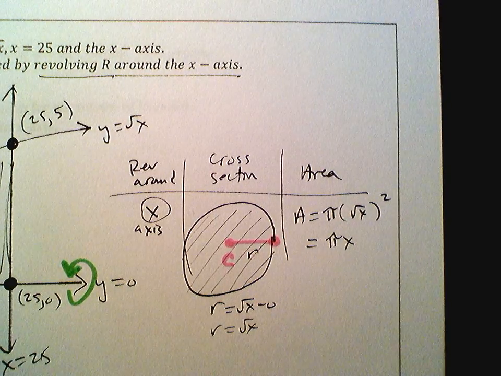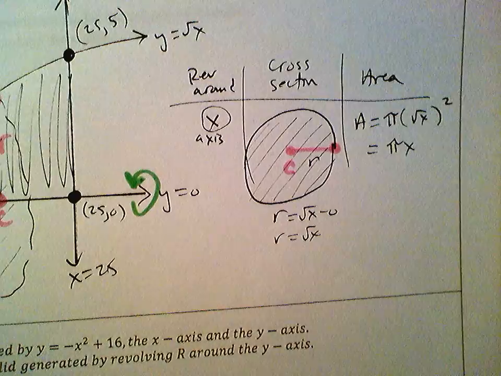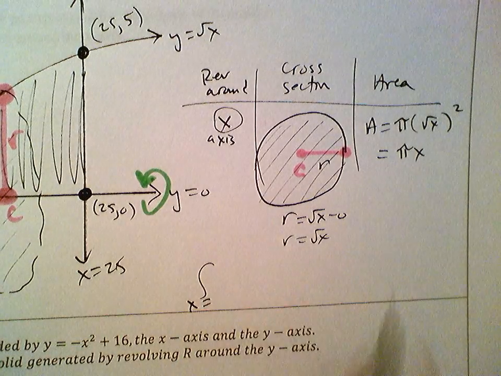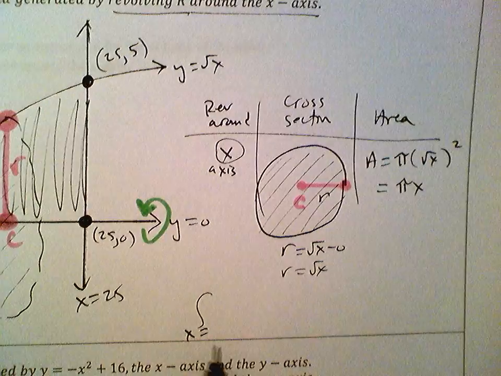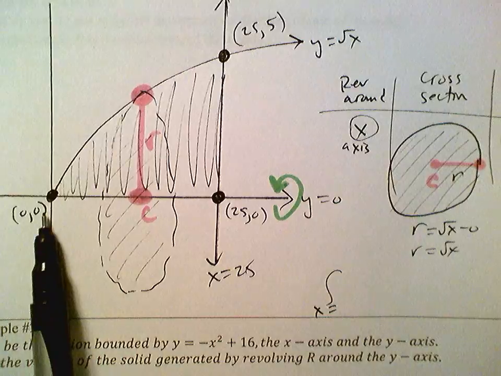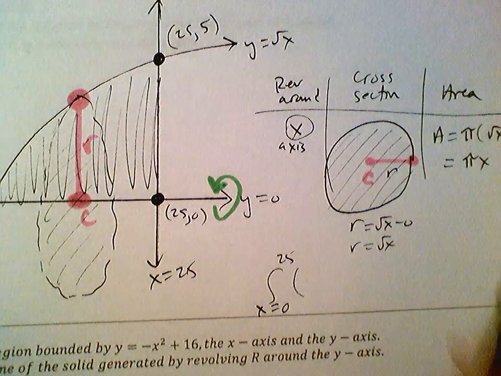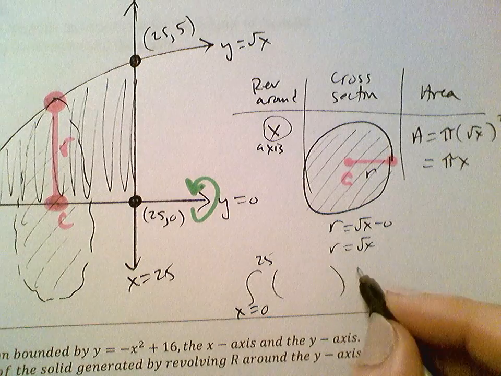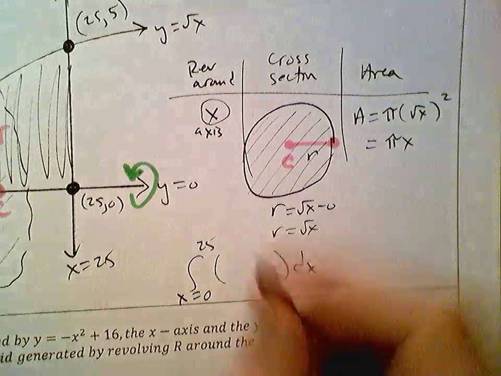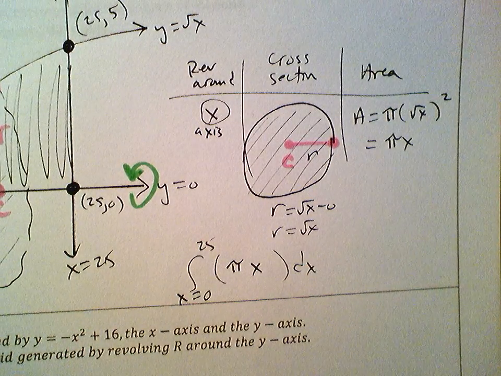Now, to get the volume, we have to do an integral. So I'm going to do the integral from x equals, everything is in terms of x. So for the region that I'm working with, the lowest x value is 0. So from x equals 0, the highest x value is 25. And then what goes inside of the integral is the area, so pi x.